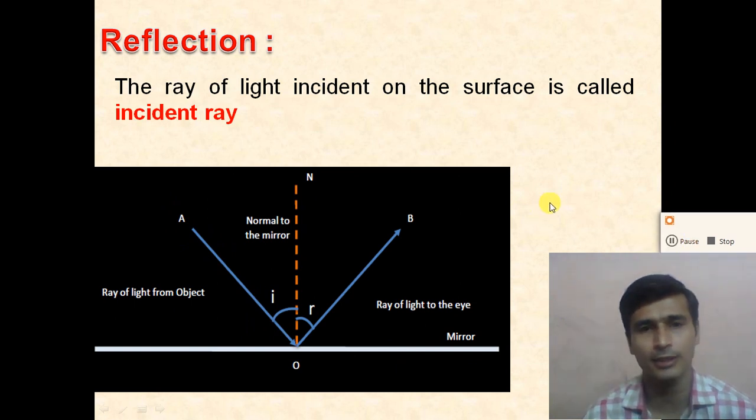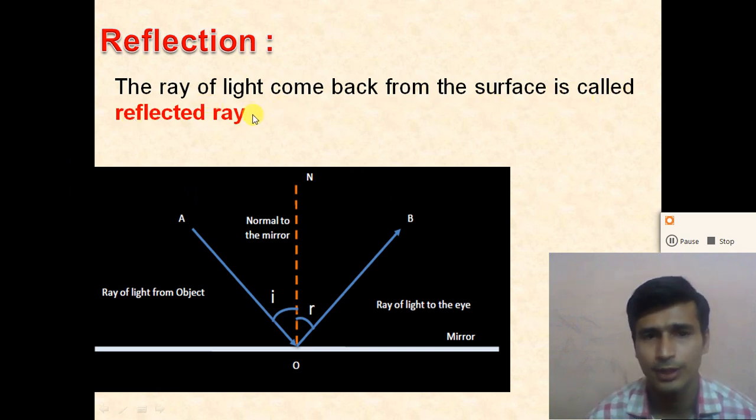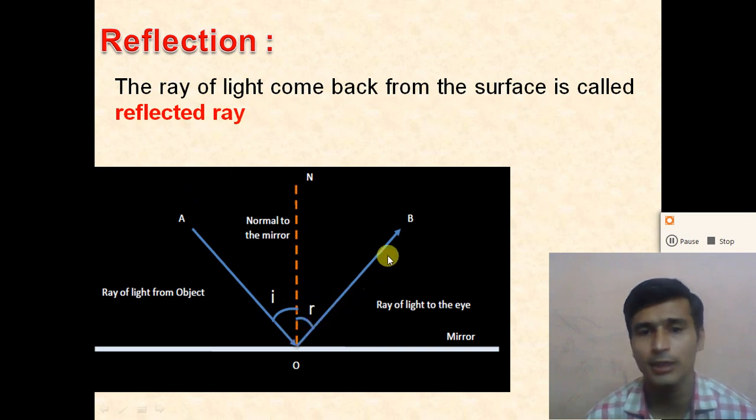The next important term is the reflected ray. The ray of light that comes back from the surface is called the reflected ray. So in this figure, look at the ray OB. This ray OB is called the reflected ray. So what do you mean by the incident ray? The ray which falls on the surface is called the incident ray, and the ray which comes back from the surface is called the reflected ray.